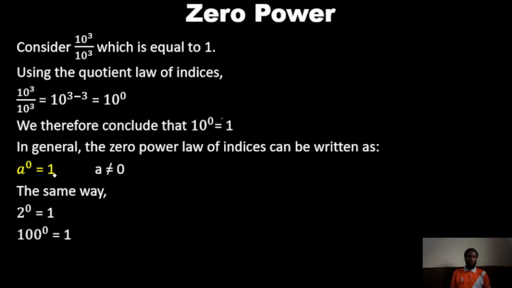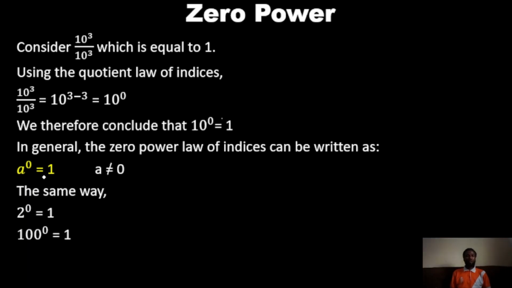Please take note. Any variable raised power of 0 is equal to 1 except 0. A cannot be equal to 0. Please take note, A cannot be equal to 0. But any other number raised power of 0 equals 1.